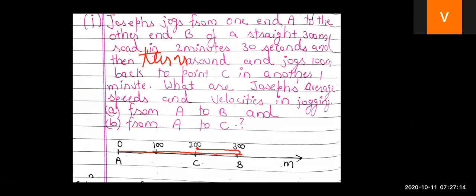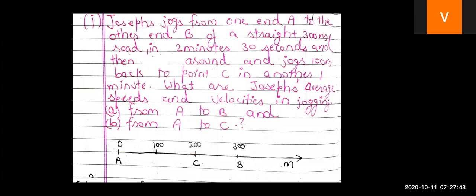So what you have to find? You have to find average speed. We know the formula for average speed is total distance by total time, and average velocity is total displacement by total time. For which two cases do we have to find? Number 1, from A to B, and second, from A to C. So from A to B, first we will find the total distance, total displacement and total time, and then we will find from A to C. So let's first start from A to B.